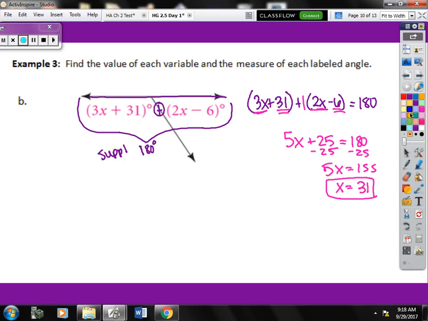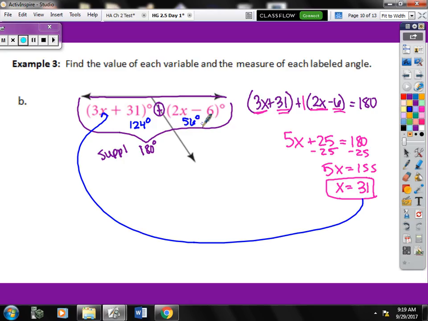Who can tell me what they got for the obtuse angle? How big was this one? Luke? 124. Very good, 124, and that's again just plugging in 31, 3 times 31 plus 31. And what was the measure of the acute angle then? Joseph, what did you get for the acute angle? 56. Good. And then double check those together, we add them together, we do get 180. Okay.